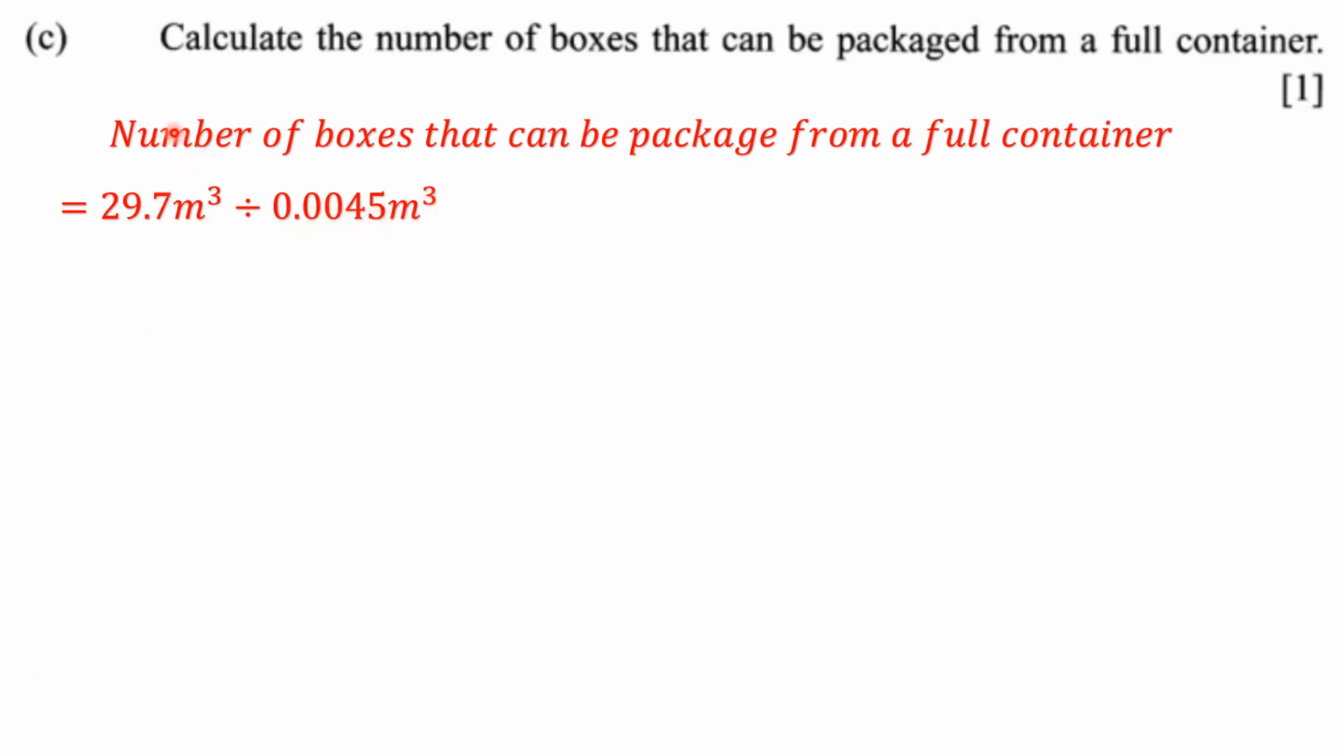Well, remember this volume was the volume of the cylinder, 29.7 meters cubed. This volume right here, the 0.0045, is going to be the boxes, right? That's going to be the volume of those boxes. Now, if we want to figure out how many of those boxes can fit into this cylinder, we have to divide 29.7 by 0.0045. And then when we divide that, we get 6,600 boxes. So 6,600 boxes can fit into that cylinder that we saw earlier.